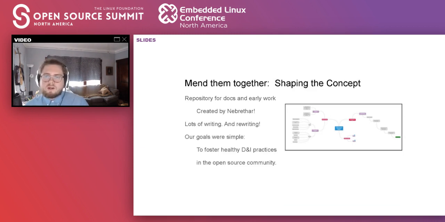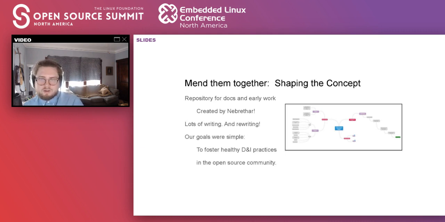So shaping the concept was one of the more difficult parts. We started with a repository that I created on my GitHub account, and it was just for documentation in the early stages of our work. It was a lot of writing. We rewrote most of what we wrote in the first place, and as you can see, we have a mind map that one of our mentees, Asta, had made for us. This is too much detail to show in one slide, but it was an example of how quickly this got to be very complicated. And our goal was still the same as it was before, to foster healthy D&I practices in the open source community.